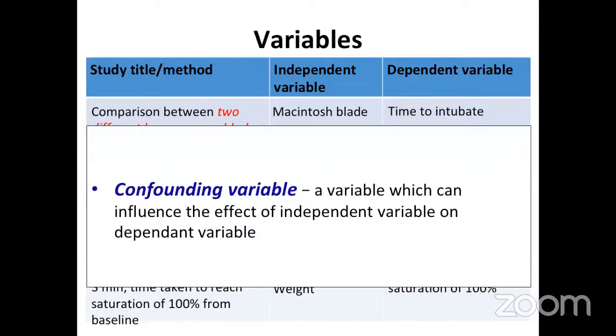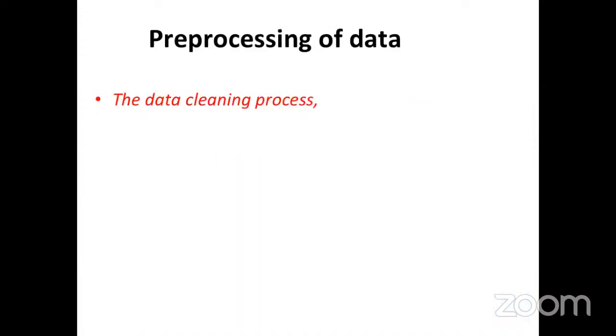Now, what is a confounding variable? A confounding variable is a variable which can influence the effect of the independent variable on the dependent variable. Let us take the first example itself, Macintosh blade versus Miller blade. Now if you include in the study patients in whom there is limited mouth opening, invariably it can influence the placement of the blade, and at the same time prolong the duration of intubation, because with limited mouth opening it is difficult to pass the tube. So that is known as the confounding variable.